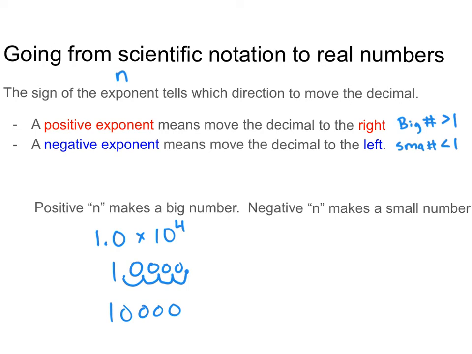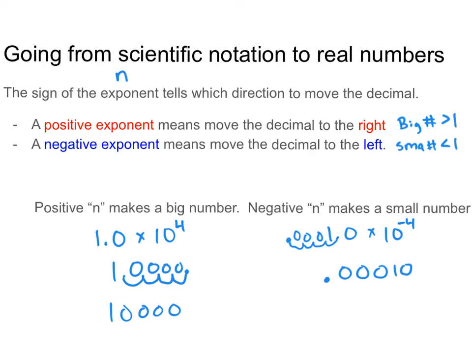Negative n's make small numbers. So what if I had the same thing, 1.0 times 10 to the negative 4? A negative exponent means I'm going to move the decimal place to the left. I am now going to make a number less than 1. So I go 1, 2, 3, 4. I put the decimal there. I got gaps, which I fill with zeros. So my new number is 0.0001. This is a small number, less than 1. So positive n's make big numbers, negative n's make small numbers.